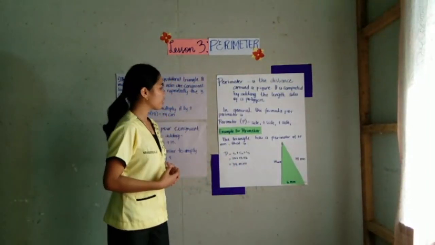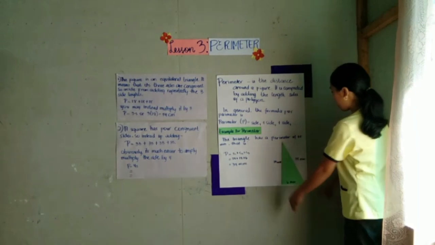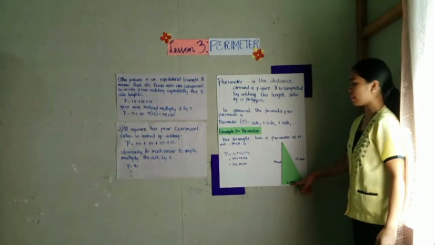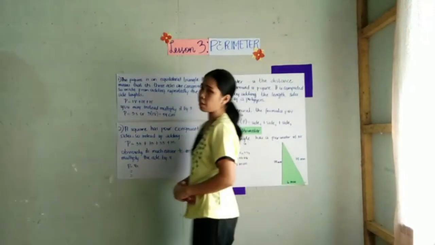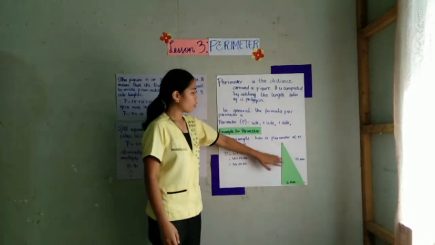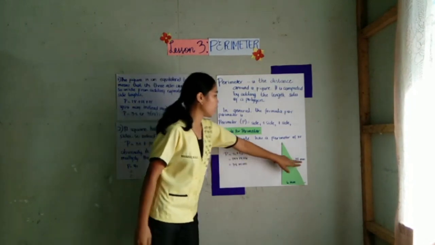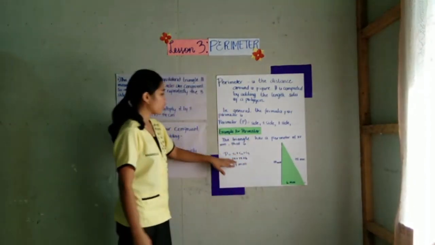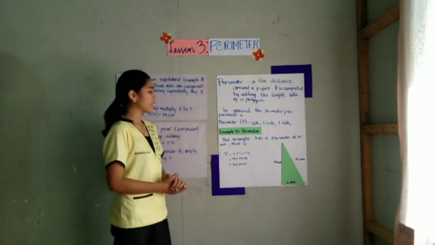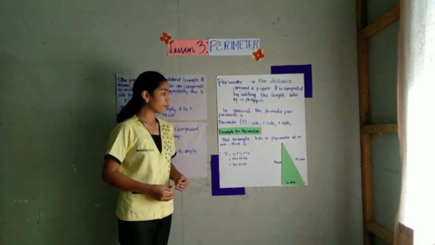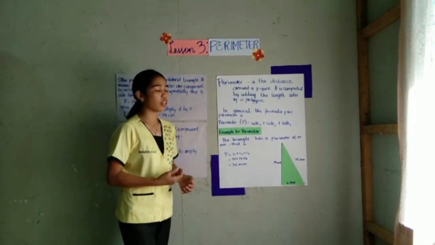So, for example, this triangle has 14 mm here, 18 mm on the other side, and the bottom has 6 mm. To get the perimeter of this triangle, we are going to add the sides. Side 1 is 14, side 2 is 18, and side 3 is 6 mm. So 14 plus 18 plus 6 is equal to 38 mm. That's how we are going to find the perimeter of a figure, shape, or polygon.